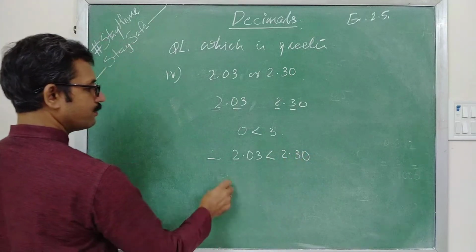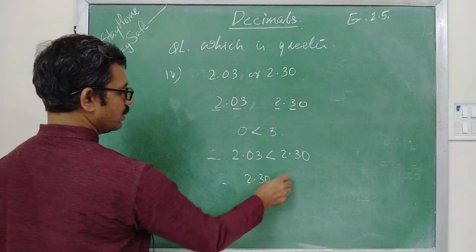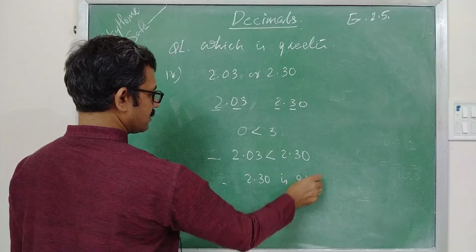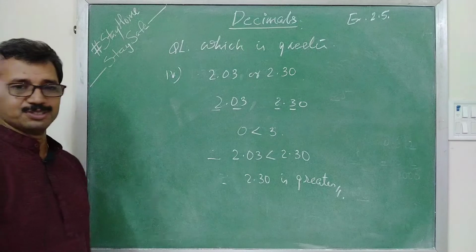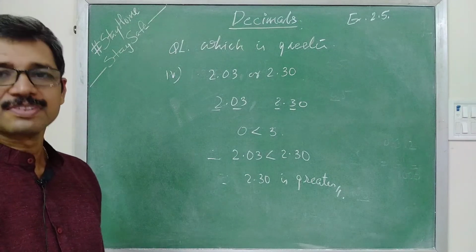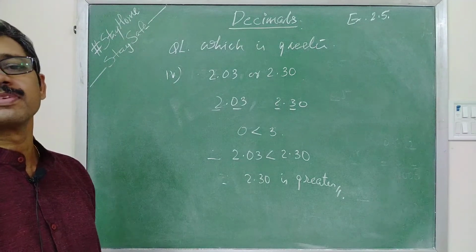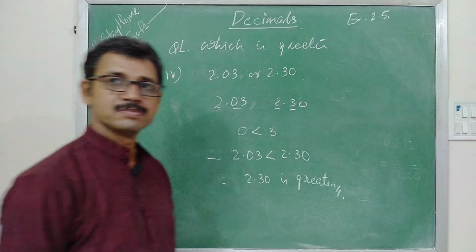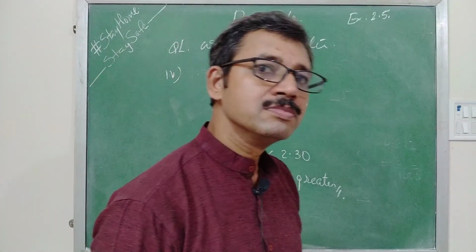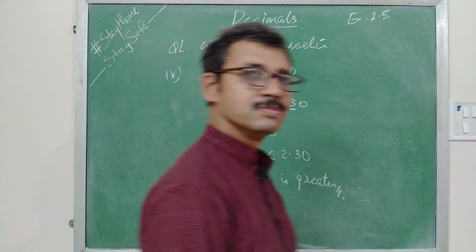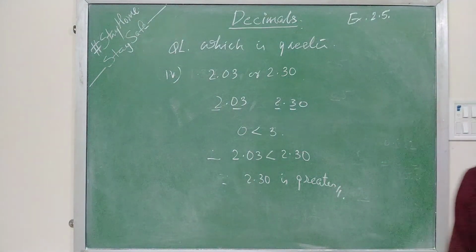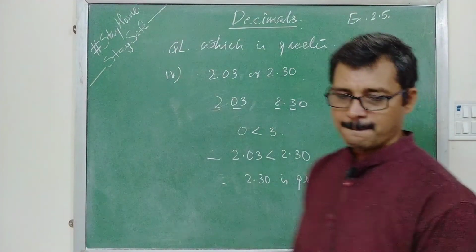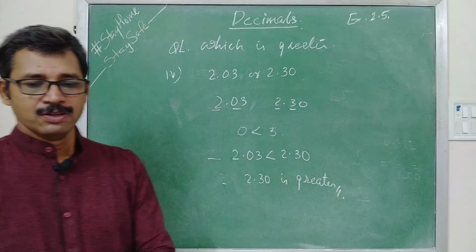Understand? Therefore we can say that 2.30 is greater. Sure? Like this too. Easy? Okay, we'll move to the other.